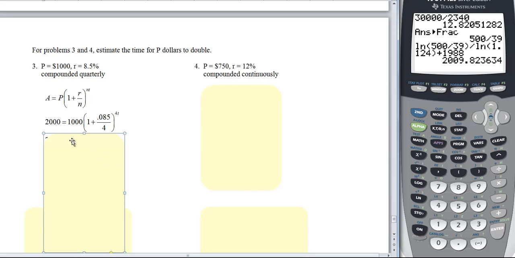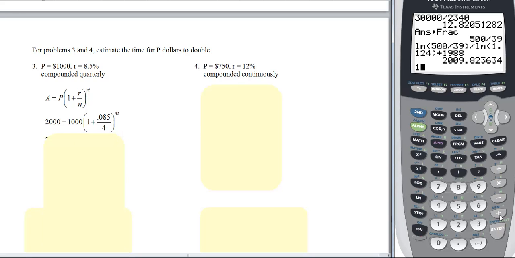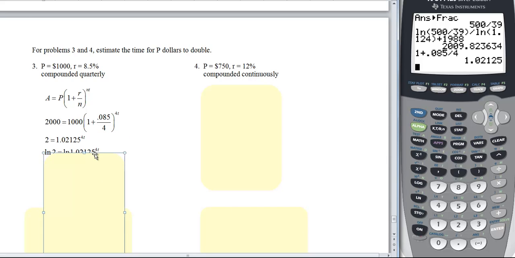Okay, let's clean this up a bit. We can divide by 1,000. We can also simplify the inside. Let's see, 1 plus 0.085 divided by 4. That'd be a whole lot nicer to write than that. Okay. So take natural log of both sides, or take log if you want to be different. Free out the exponent.